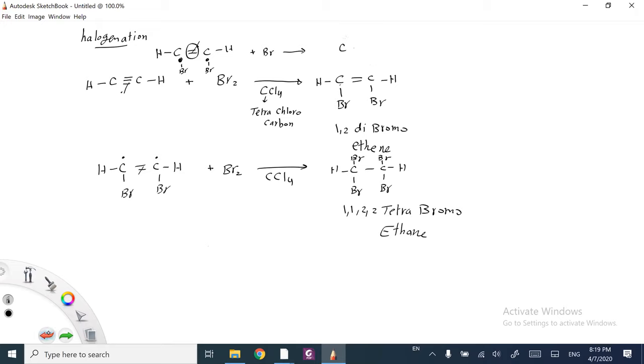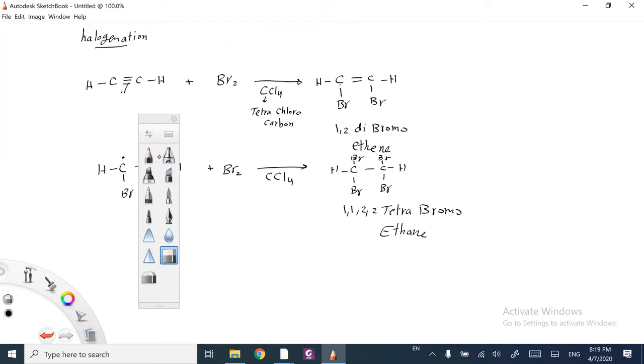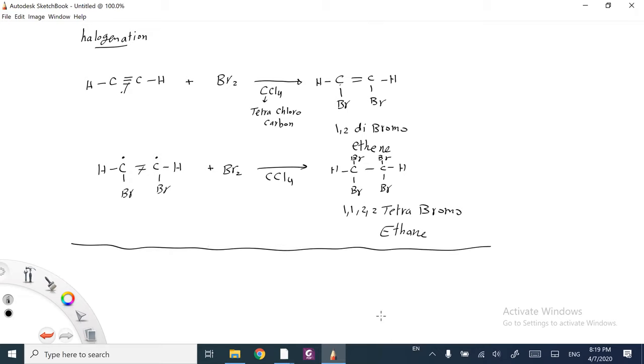We're adding the halogen acids, like hydrogen bromide. This is slide number 4. Addition of halogen acids, like hydrogen bromide, HBr. The addition takes two steps. C triple bond C, H. Addition of the hydrogen bromide.